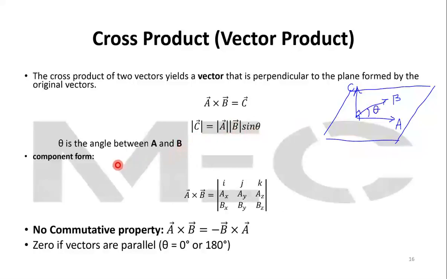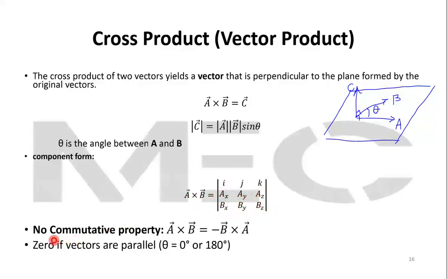Okay, if we want to calculate the components of the cross product, we can find it like this. We can find the determinant. The first row is i, j, k. The second row is the components of vector A. The third row is the components of vector B. It's not necessary that A and B be three-dimensional. If they are two-dimensional, we put 0 here, no problem.